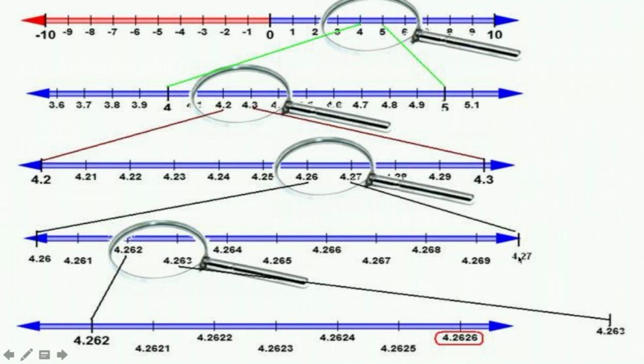So the number lies between 4.262, so it will lie between this point and this. So again I will zoom in this portion, I will divide it into 10 parts and the numbers would be like 4.262, 4.2621, 4.2622 and so on. The number that I want to plot on the number line is 4.2626. So it lies between 4.2625 and over here comes the 4.2626. So this is the required number.